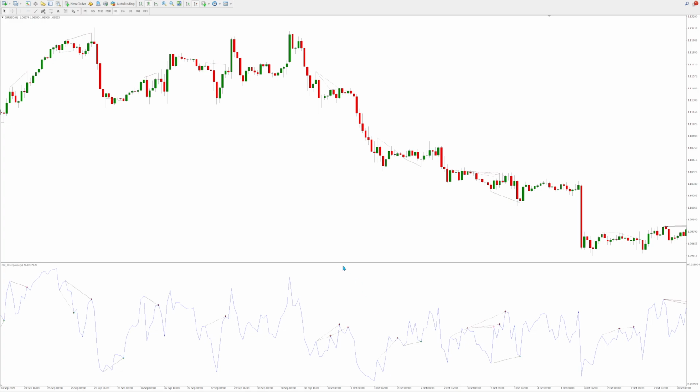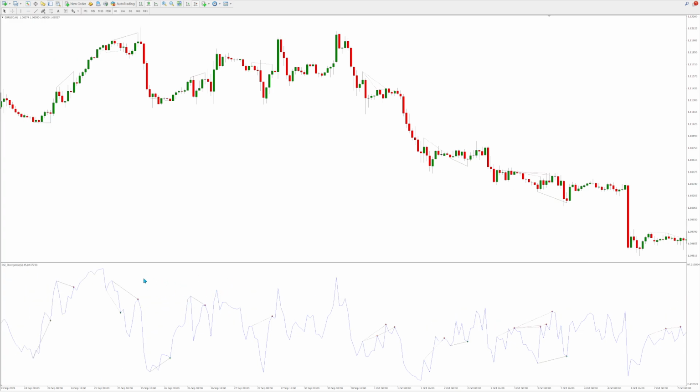So what is RSI divergence? Well, RSI divergence, if you look at the RSI indicator here, is when the RSI indicator is making lower highs, suggesting the market is losing momentum to the upside and we're going to see a bearish turn. Or if the market is making higher lows, it suggests the market is gaining upward momentum and we're going to see a bullish market. Okay?